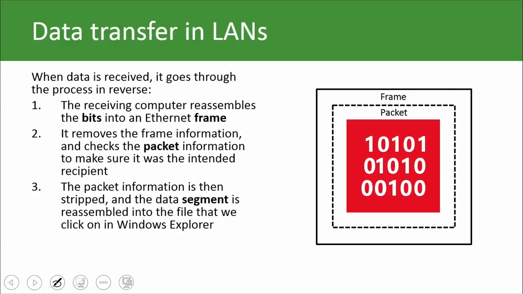All right, of course, when data is received by a device like your cell phone, it goes through the reverse process. So the receiving computer is going to take all those bits and reassemble the Ethernet frame. It's going to strip the physical addressing information, and then strip the logical addressing information known as the IP address. So it's no longer a packet anymore. It's going to come back into its segment form, and then it's going to be reassembled into the file that we click on in Windows Explorer, which I think is a pretty cool process, and it actually really simplifies the way that data transfer occurs.